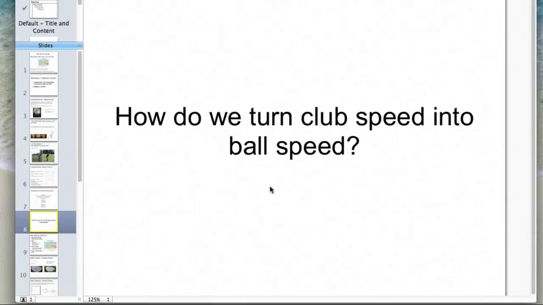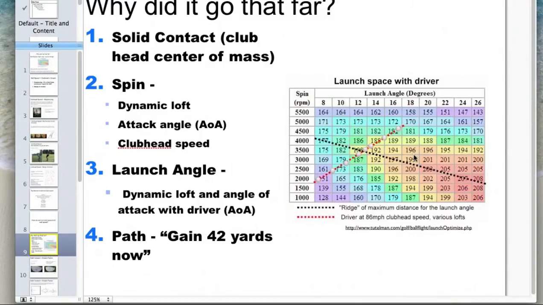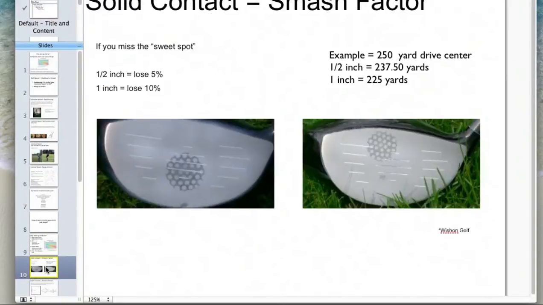So let's assume that we're doing everything right and we're getting really good club head speed. How do we turn that club head speed into ball speed? So if we come back to this chart that talks about the important characteristics of spin and launch, and then we're going to throw in that third piece of center face contact. And that one's so important that we're going to cover it first.